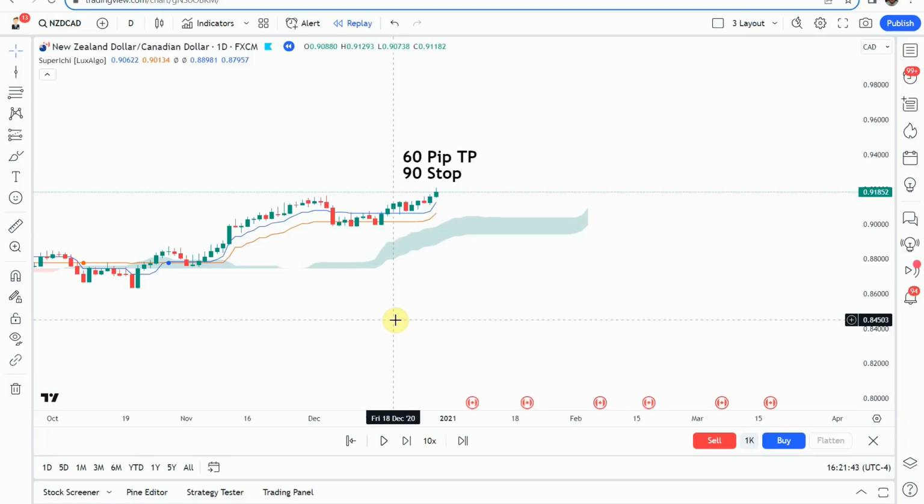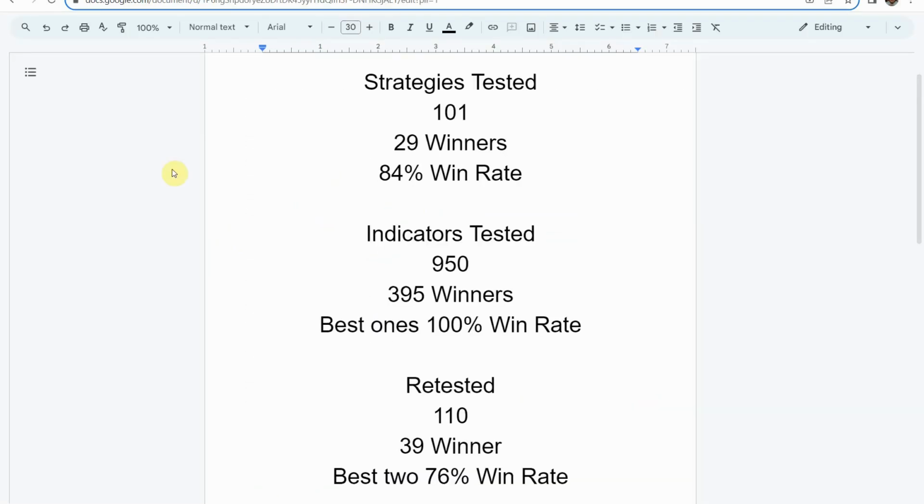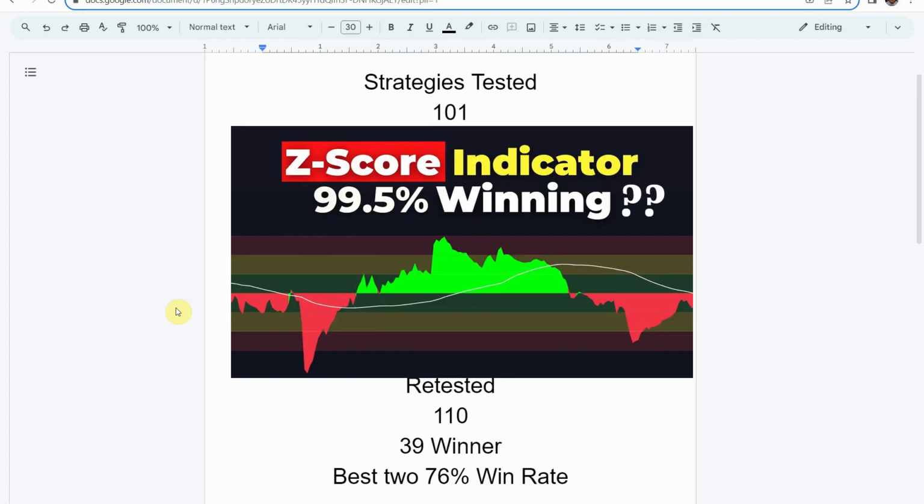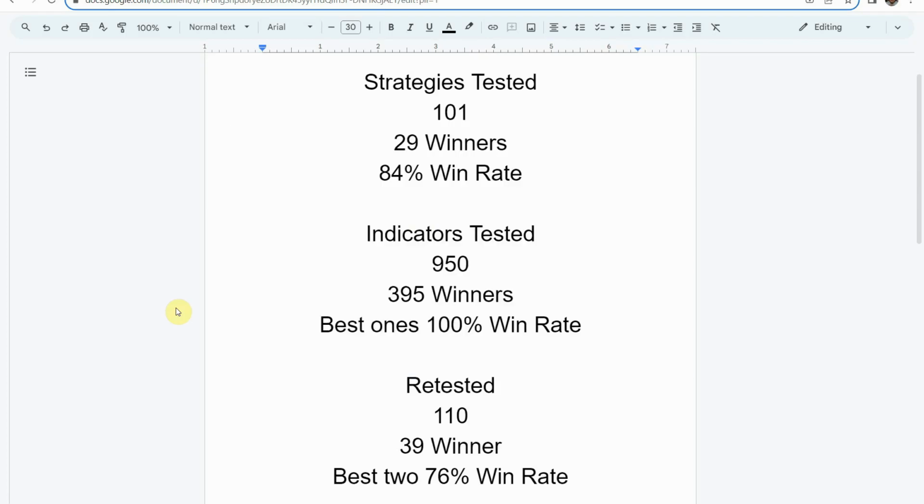Alright, as I said, today we will be testing the SuperIchi indicator. Before we do though, I wanted to put the testing scoreboard up for everyone to see. So to date, we have tested a total of 101 different strategies, with 29 of them being winners. The best one so far was able to achieve an 84% win rate. That is the Academy of Forex indicator with the Z-score probability indicator. I'll put a thumbnail up of that video right now. Also link to it at the end of this video with that same thumbnail. That way you can just click on that link, go straight to the video, and watch that video on the best strategy that we have tested so far.